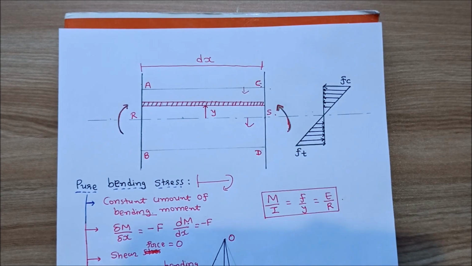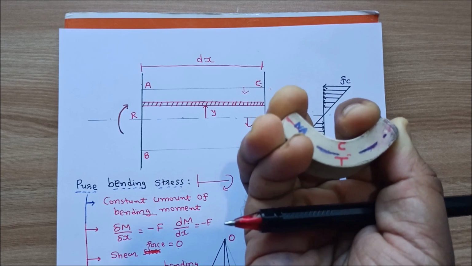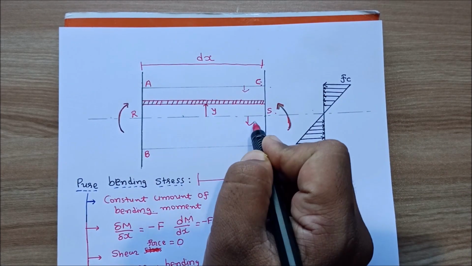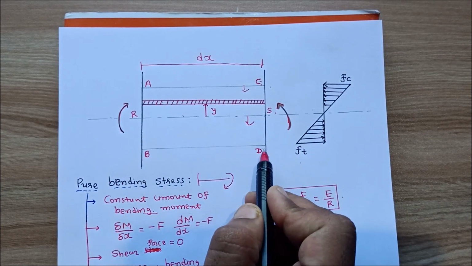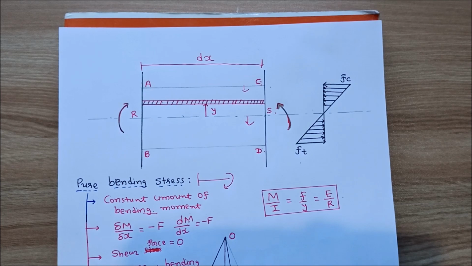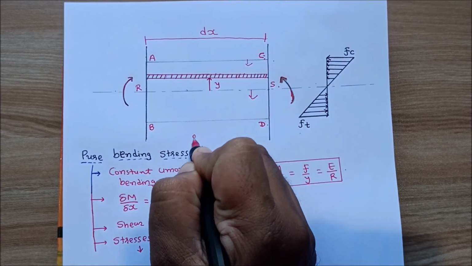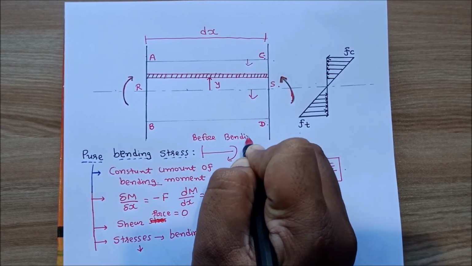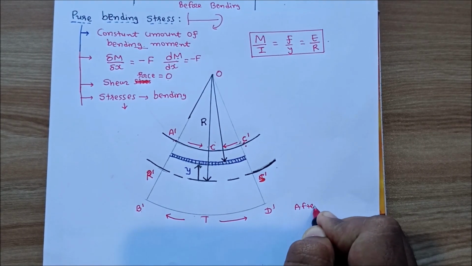We already discussed that in sagging moment, stresses below the neutral axis are tensile. So as we further proceed, we find the layers have suffered tension and the layer BD has suffered maximum tension and is stretched to B dash D dash. So this is the condition before bending and this is the condition after bending.